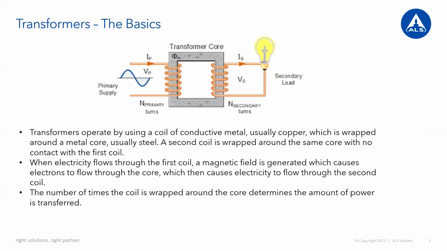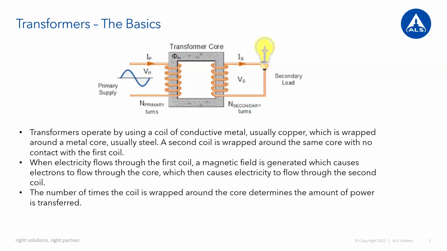So here's the basics on transformers. As you can see in this little diagram, it's basically pulled out of your science textbooks from like grade 10, I believe. For Canadians, it's grade 10. I believe it's sophomores down in the States. Transformers operate by using a coil of conductive material, usually copper, which is wrapped around a metal core, which is usually steel. A second coil is wrapped around the same core with no contact to the first coil.